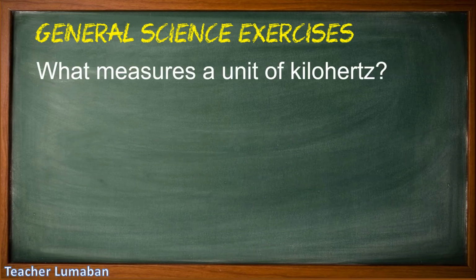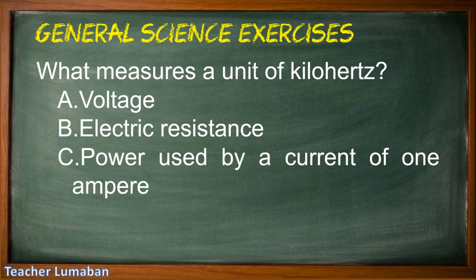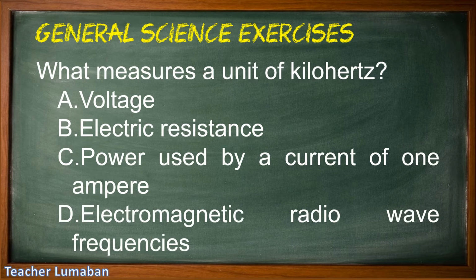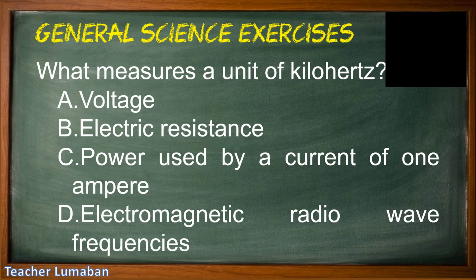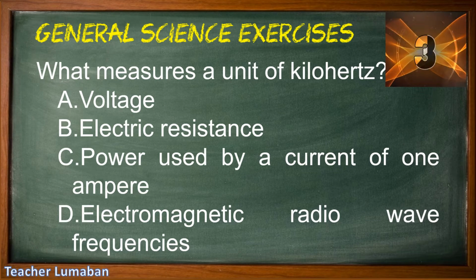What measures a unit of kilohertz? Letter A, voltage. Letter B, electric resistance. Letter C, power used by a current of 1 ampere. Letter D, electromagnetic radio wave frequencies. Please determine the suitable description of the following choices in 5 seconds. 5, 4, 3, 2, 1.